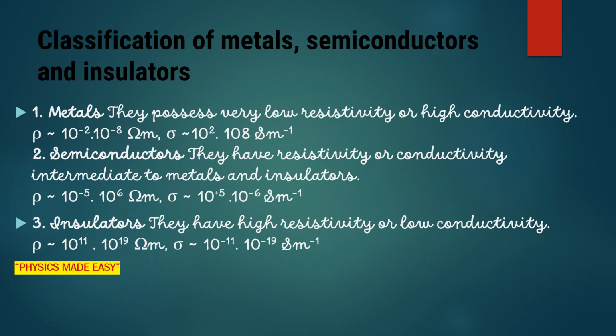Like the resistivity for the metal varies from 10 raised to power minus 2 to 10 raised to power minus 8 ohm-meter, and for the semiconductor 10 raised to power minus 5 to 10 raised to power 6 ohm-meter. And for the insulators, they have very high resistivity or low conductivity.